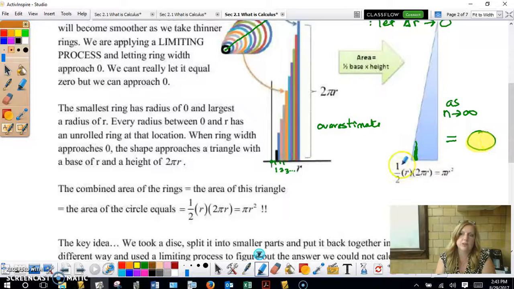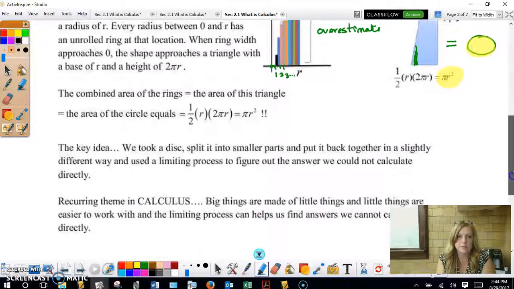And how do you find the area of a triangle? 1/2 your base, which is the radius, because you go, how far out did I go this way, to the maximum radius of the actual disk, times the actual circumference of the disk going all the way around. And notice very nicely, as expected, this formula is pi r squared.